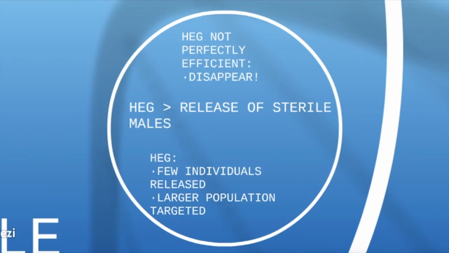If the HEG is not perfectly efficient, it would slowly disappear from the population. But before doing so, it can cause a substantial load. So by changing the promoter, the threat posed by rare emigrants to neighboring populations can be avoided. The use of those engineered HEGs would be more efficient than the release of sterile males, allowing either fewer individuals to be released or larger populations to be targeted.